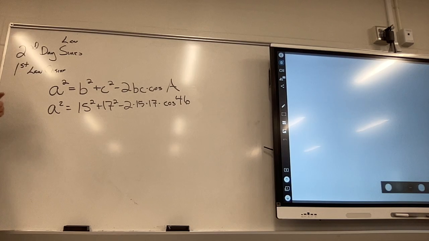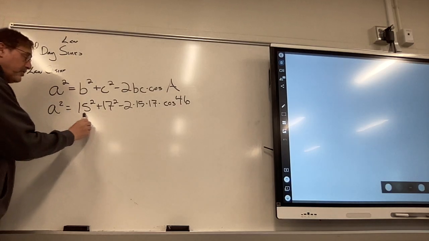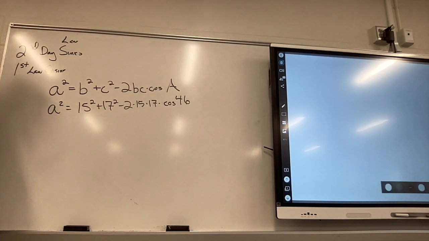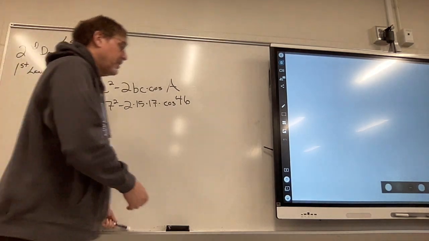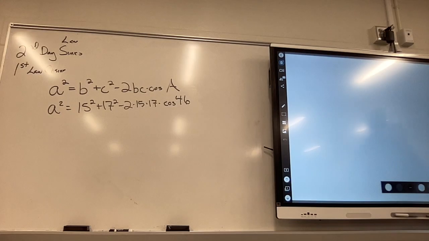Just a hint, these are the sides of a triangle, one's 15, one's 17. Would you now, on one line on your calculator, type this whole thing in: 15 squared plus 17 squared minus 2 times 15 times 17 times the cosine of 46.